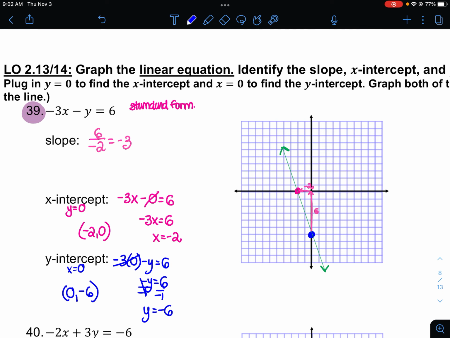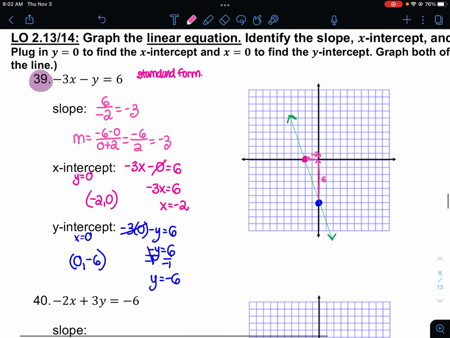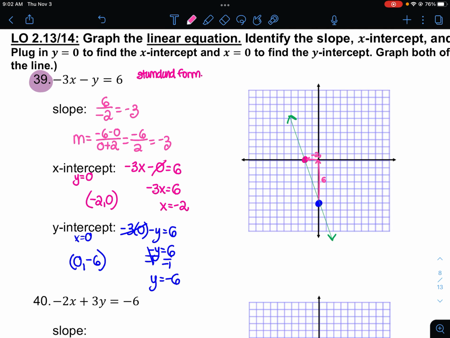0, negative 6 is my y-intercept. You could also use those 2 points to do the slope formula. So here's what that would look like. M equals negative 6 minus 0 over 0 minus a negative 2, so that changes to plus. And look at that, we get the same answer, slope of negative 3. My line is falling, so that's another good thing to look at to check your answer.